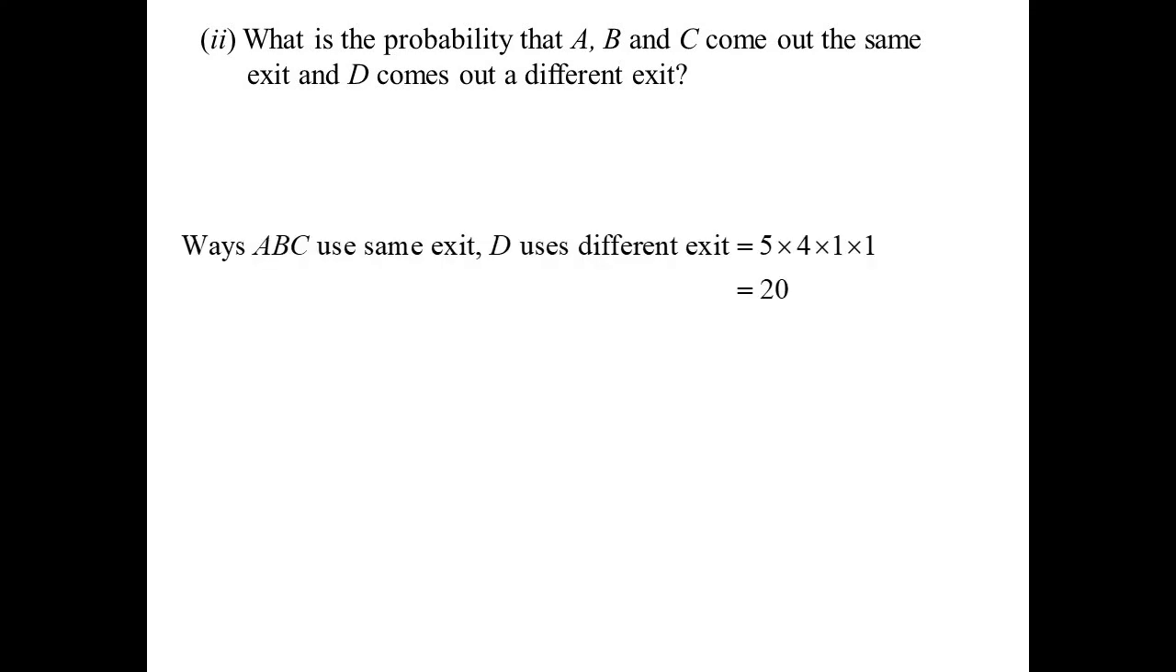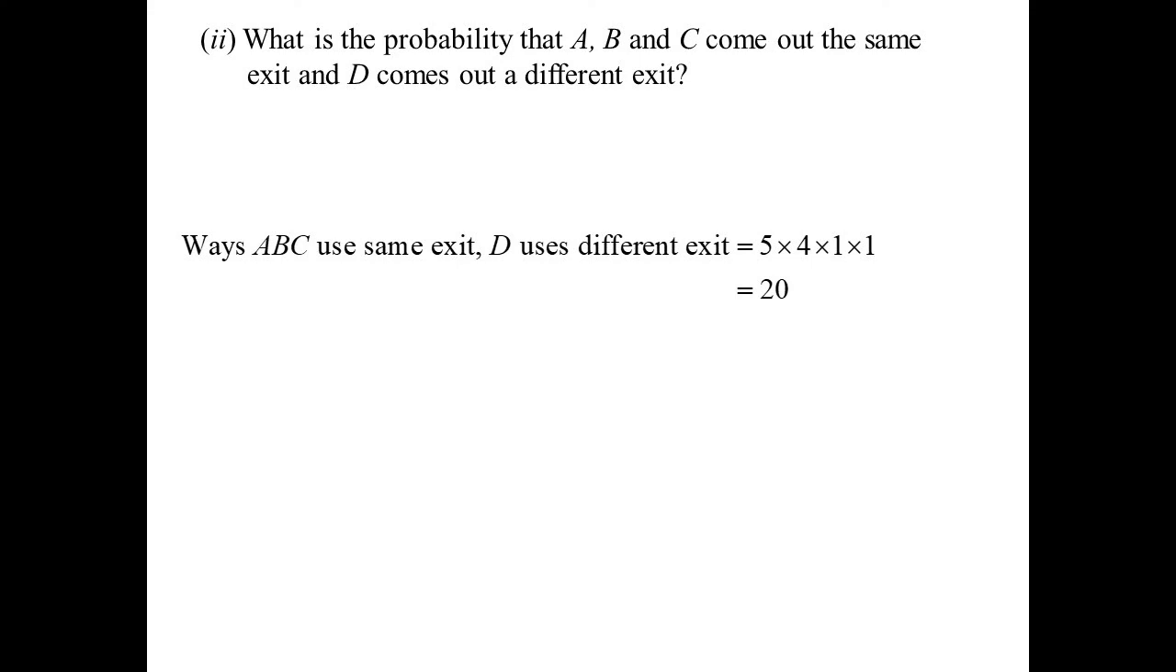All right, so the second part of this question was, what is the probability that A, B and C go out the same exit, D goes out a different one? So A, B and C use the same exit, D uses a different one. Well, I claim that's going to be 5 times 4 times 1 times 1.